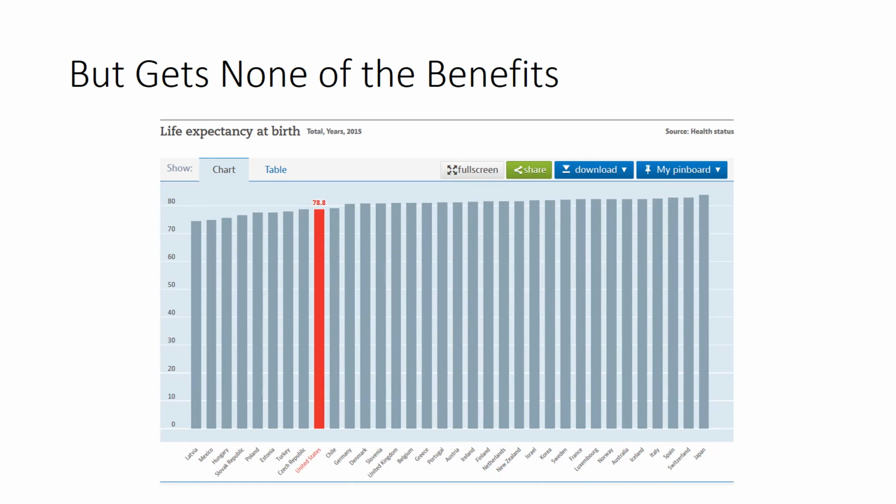But despite us spending all of this money, we don't actually see the benefits of it. So our life expectancy, which is a pretty good measure, a pretty broad measure of how effective a healthcare system is, is kind of mediocre. We're in the bottom third of these developed nations. We're only at about 79 years. Mexico, who spends $1,000 per person, is at 74, 75. We're very close to them.